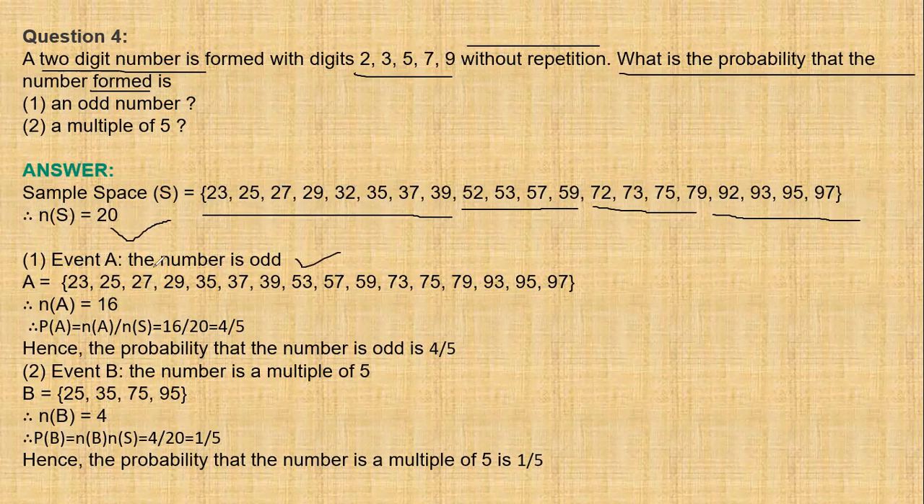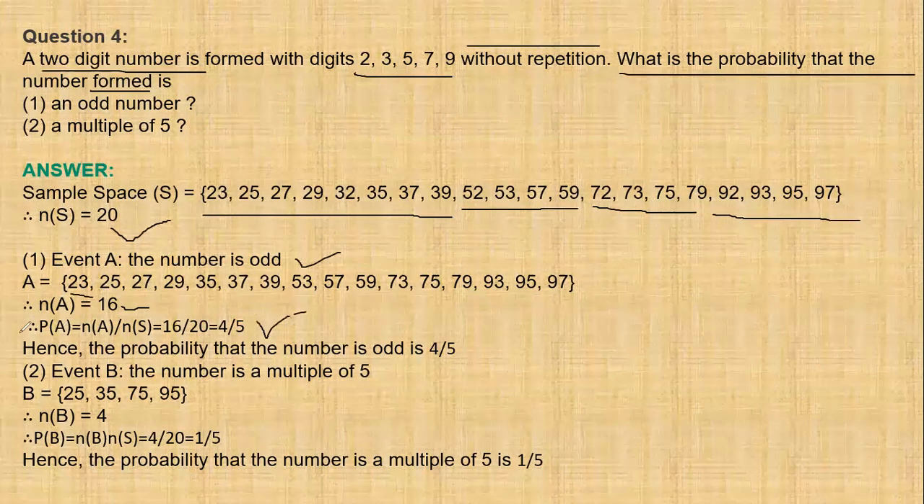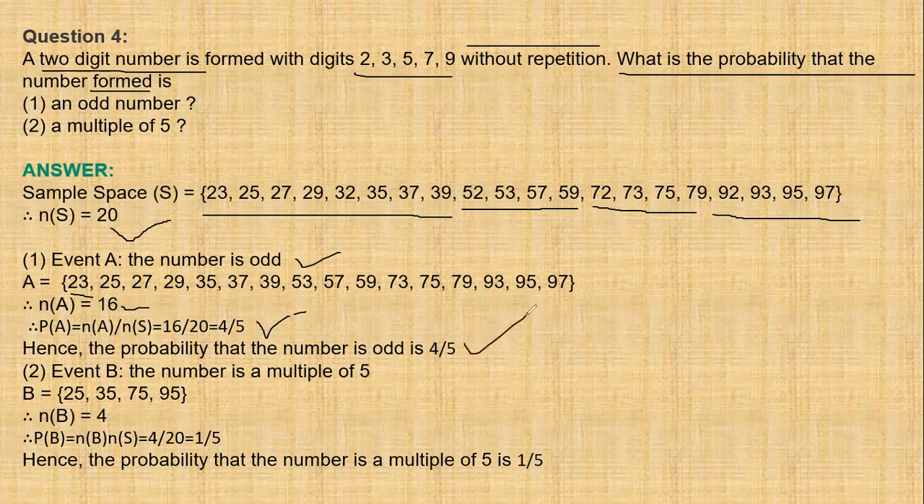Event A, the number is odd. Write down all the odd numbers here: 23, 25, 27, 29, 35, 37, 39, 53, 57, 59, 73, 75, 79, 93, 95, 97. So the total number is 16. 16 upon 20, if you divide it by 4, you get 4 upon 5. Hence, the probability that the number is odd is 4 upon 5.